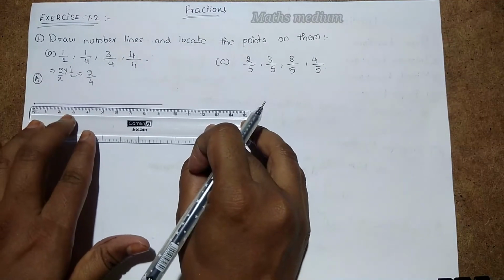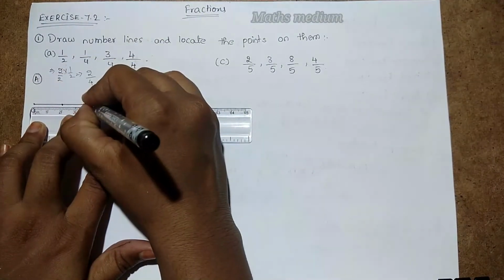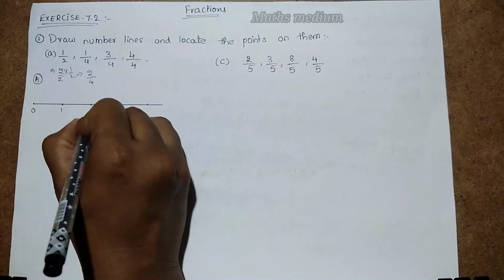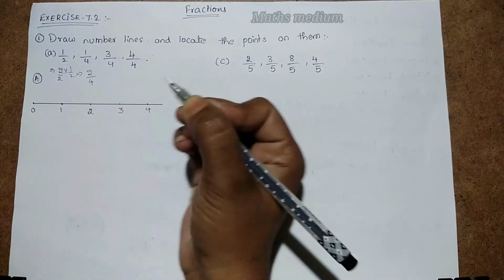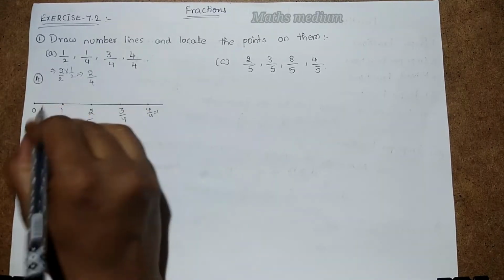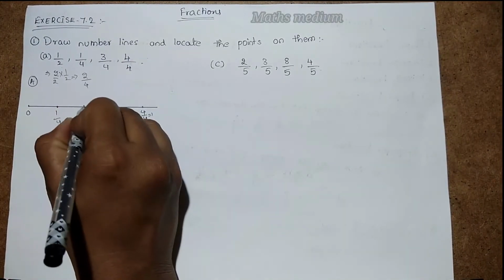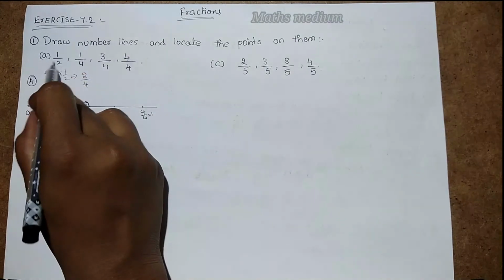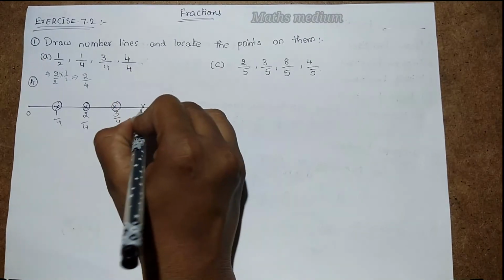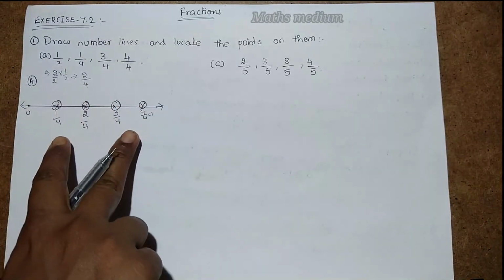Now represent it on a number line. I am taking each 2 centimeters as 1. So 4 and 6 and 8 etc. So let it be 1, 2, 3, 4. So 4 by 4 is equal to 1. This is 3 by 4, this is 2 by 4, and this is 1 by 4. Here, this is the representation of 2 by 4, this is 1 by 4, this is 3 by 4, and this is 4 by 4. So this is the representation on a number line for the given question.